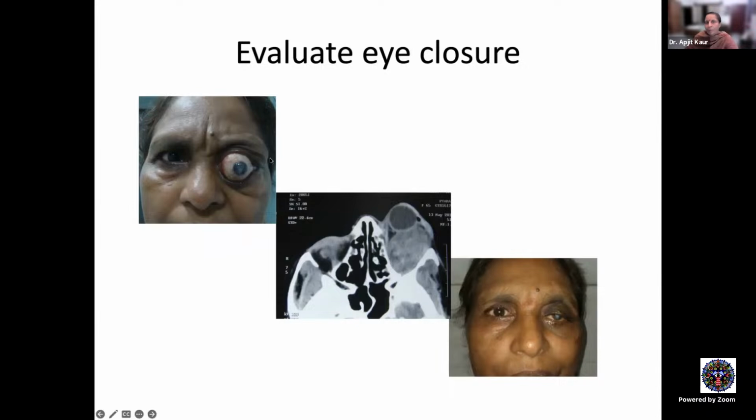Now, whenever you have true proptosis, it is extremely important to see the closure of the eye. Because this tumor has been taken out, you see this, I've successfully treated this lady, but she has no vision. Why? Because of this big corneal opacity.